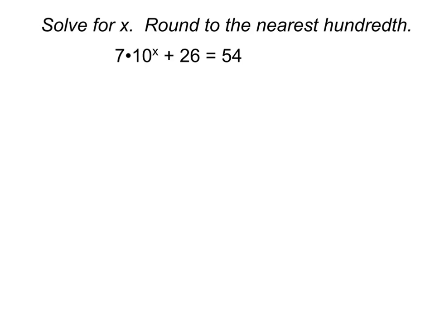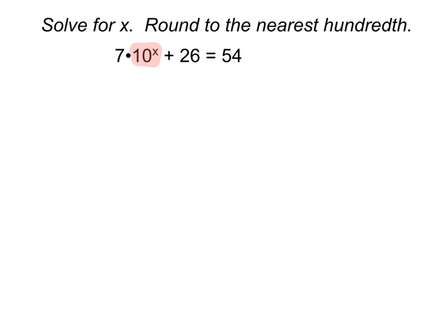The first thing I want to do when solving this for x is get the exponential part of the equation by itself. So that means getting the 10^x by itself. You notice that what's in the way of that here is the 7 and the 26. And so I need to get rid of those.